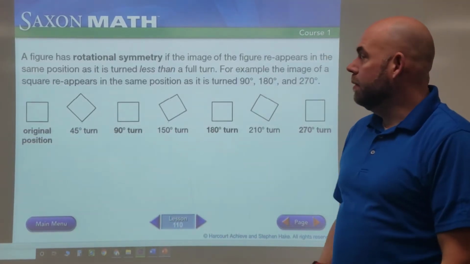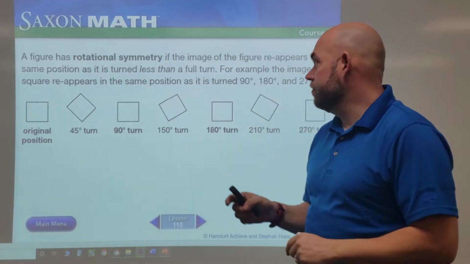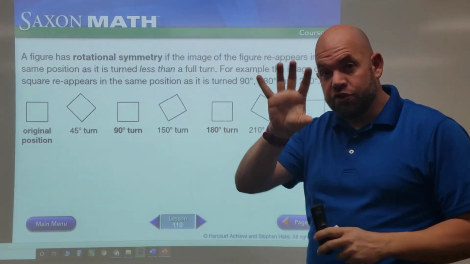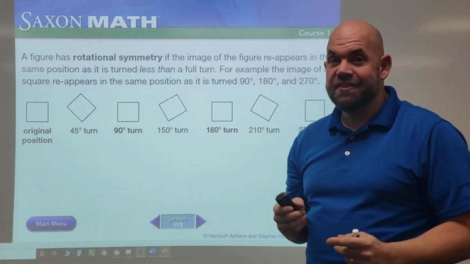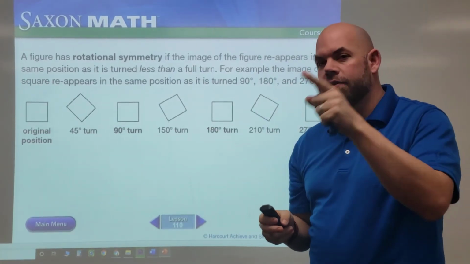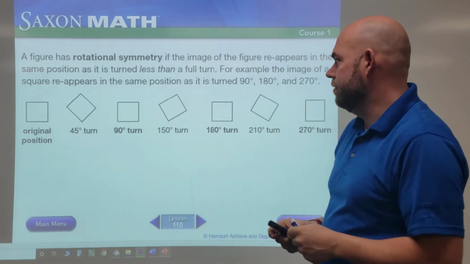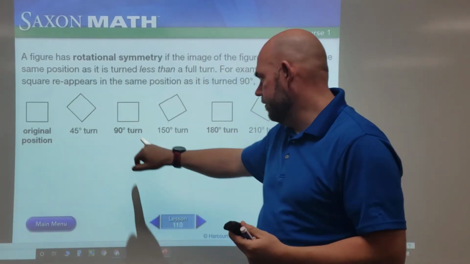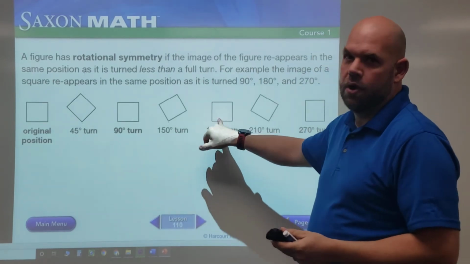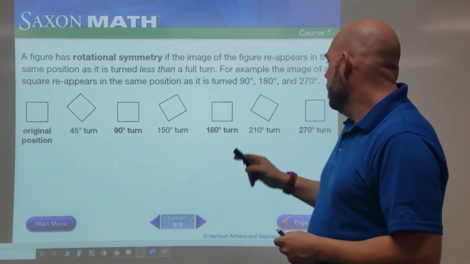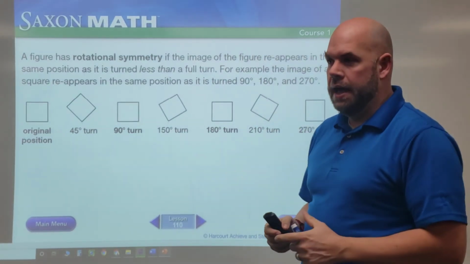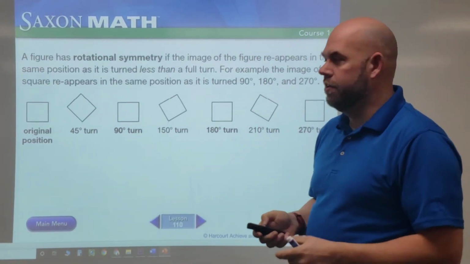Okay? Now there's a different kind of symmetry. This is called rotational symmetry. That means if you can turn the object or rotate it, and it looks the same in a different position before you've done a full rotation, then it has rotational symmetry. So this is easy with squares. You turn it 90 degrees and it looks exactly the same. Turn it another 90 to get to 180, it looks exactly the same. So a square definitely has rotational symmetry. A perfect triangle would have rotational symmetry.